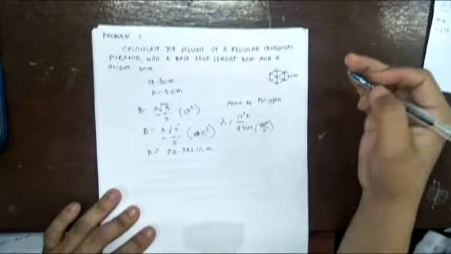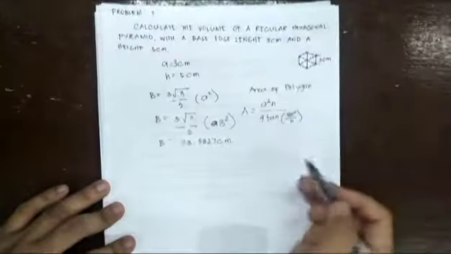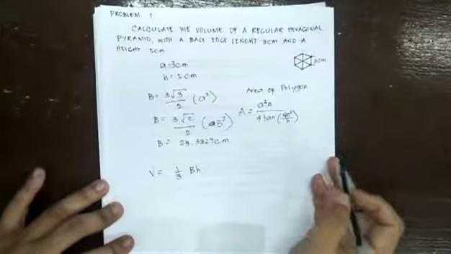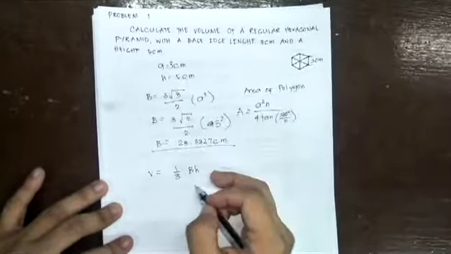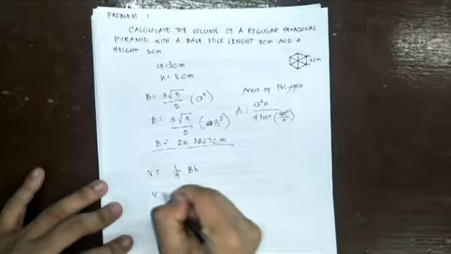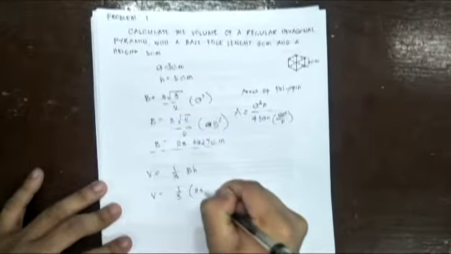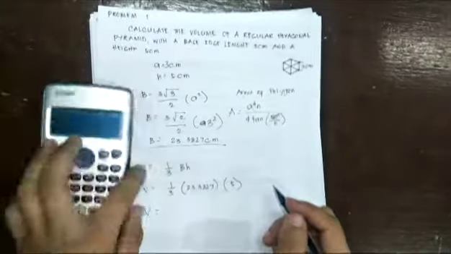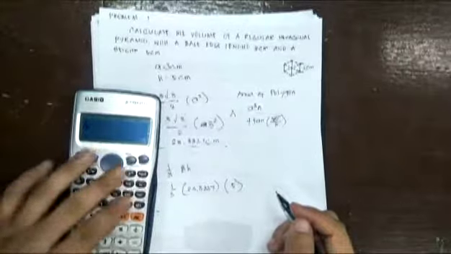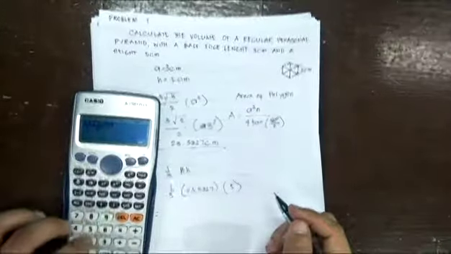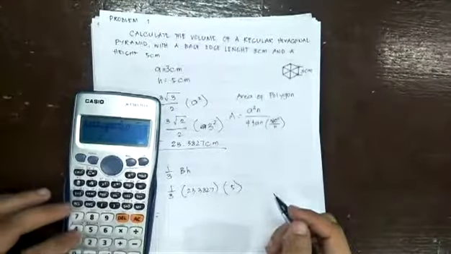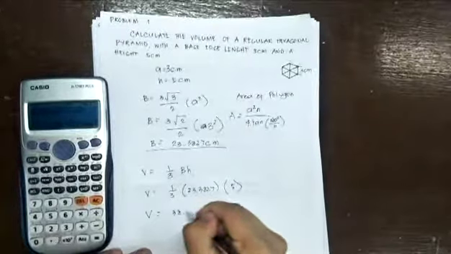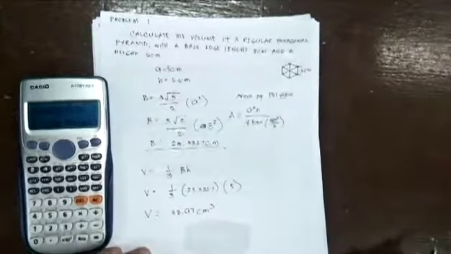Since we already have the base area and the height, we can solve for the volume. The volume of the regular hexagonal pyramid is one-third base times height. Since we already solved for the base area and the height is given, we can substitute the values and solve for the volume. So the volume is one-third times 23.3827 times 5. So our volume is equal to 38.97 cubic centimeters.